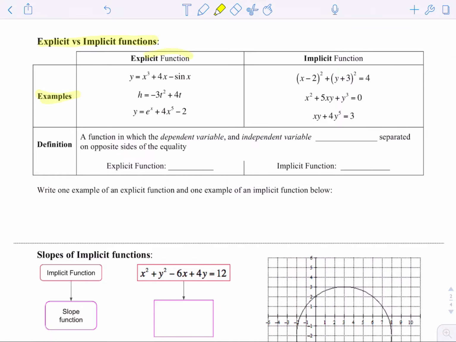Look at all the explicit functions and all the implicit functions. Why don't you take a moment to look at the differences and literally write down what you think are the differences. Try to not look at the definition for now, but just observe what you think are the differences between the two parts. So pause the video and give yourself about 30 seconds.